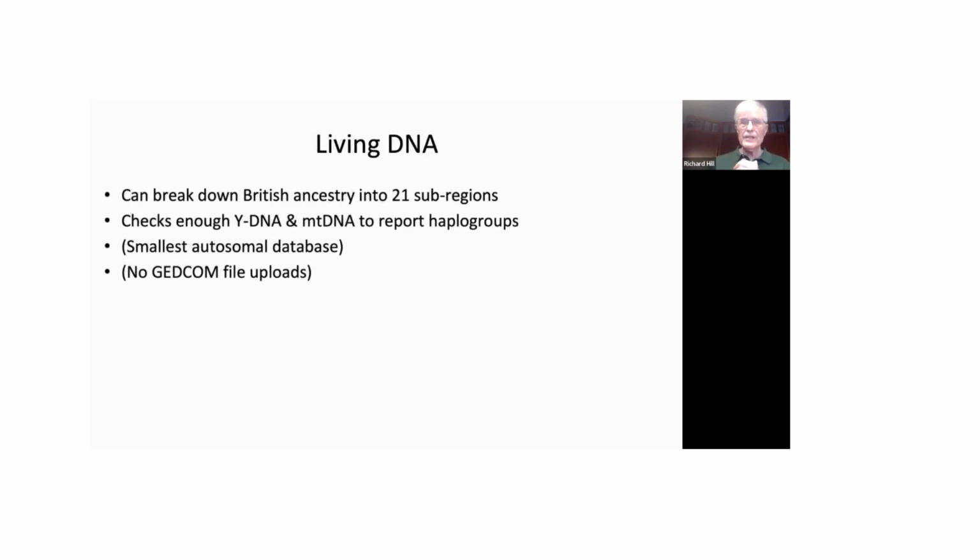Living DNA. This British company was able to take advantage of a big DNA study by Oxford University called People of the British Isles. And they have done their own sampling research on top of that. I think their biggest feature is that they can break down British ancestry into as many as 21 subregions. They're also the second test that will check enough Y-DNA and mitochondrial DNA to report your haplogroups. Limitations, they have the smallest autosomal database of all, and they do not accept any GEDCOM file uploads.